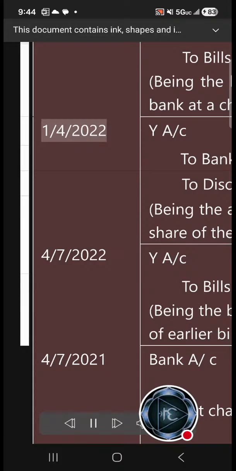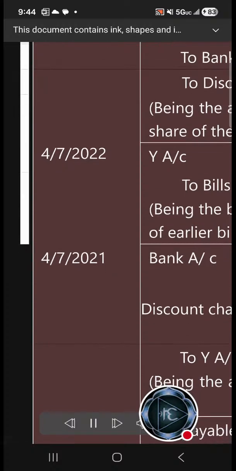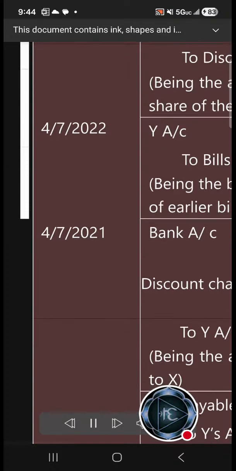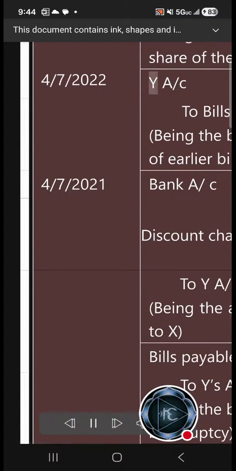January 4th, 2022. Y A/c Dr. 10,000. To Bank A/c 9,600. To Discount Charges 400. April 7th, 2022. Being the amount remitted to Y along with his share of the bank charges.